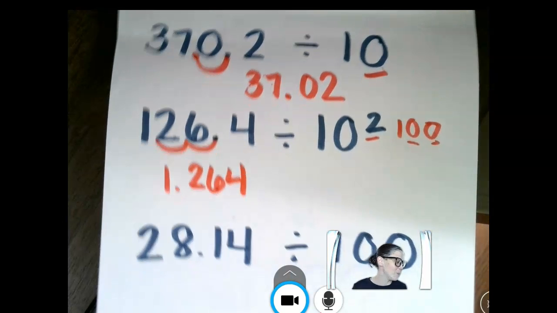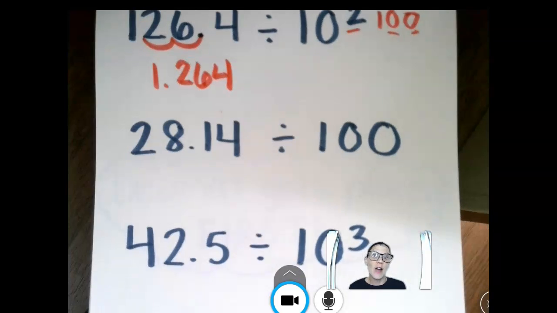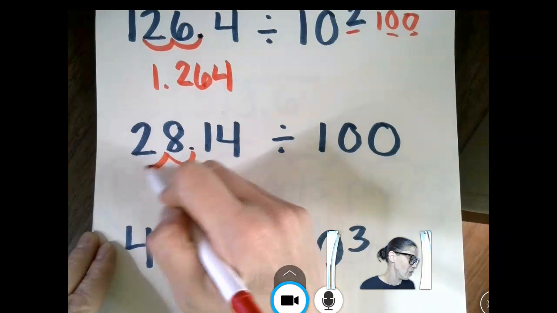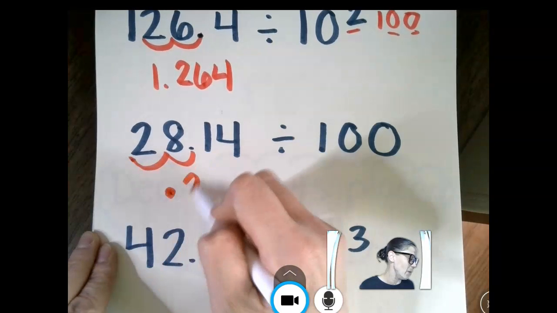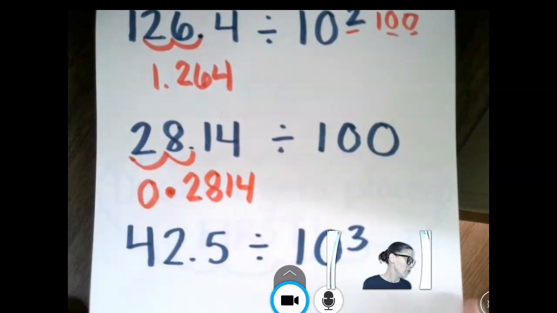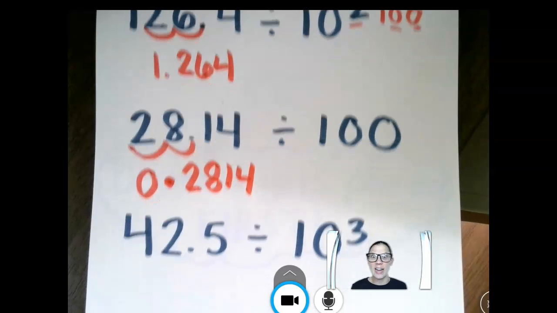Let's do the next one. 28 and 14 hundredths divided by 100. So in 100, how many zeros do you see? 2. That means that I am moving my decimal to the left 2 times. 1, 2. My answer should be 2,814 10,000ths.